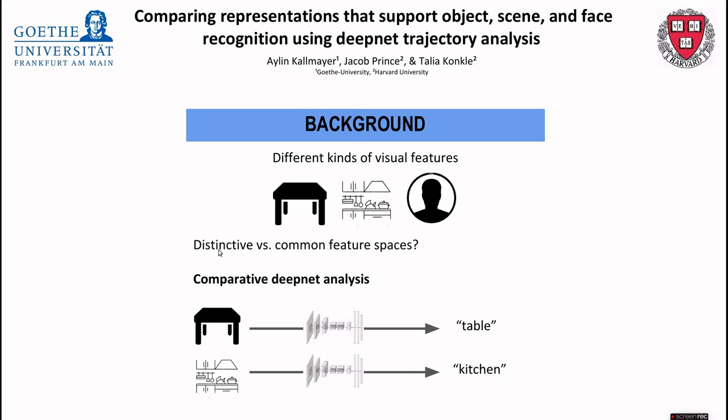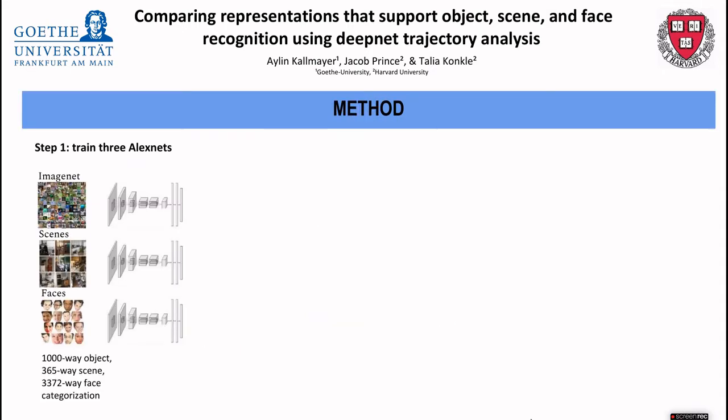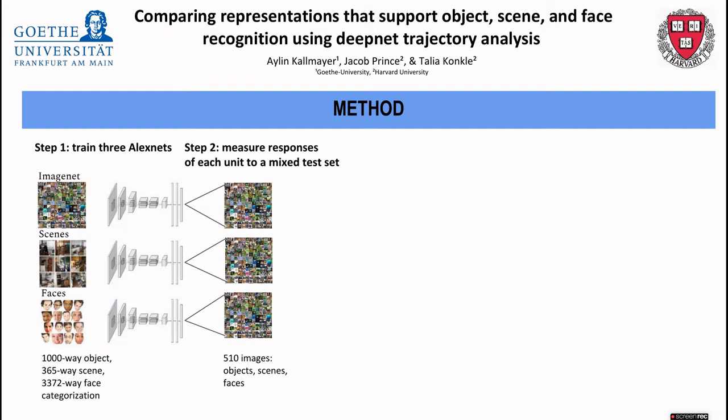The reason why we use deep neural networks in this case is because neural networks, given a certain stimulus input and a certain task, like categorization, learn the kind of features that are necessary to support the task. So for this approach, we first trained 3 AlexNets, one on objects, one on scenes, and one on faces. By training these 3 networks, they have learned the features that are necessary to support objects seen in face recognition independently.